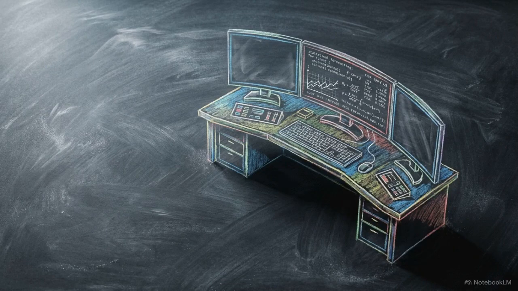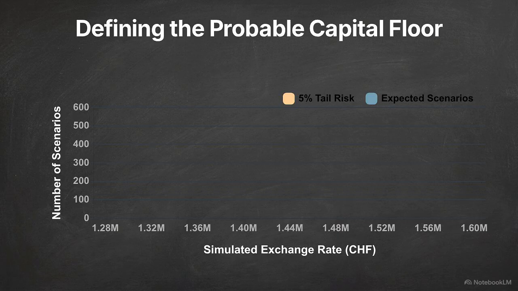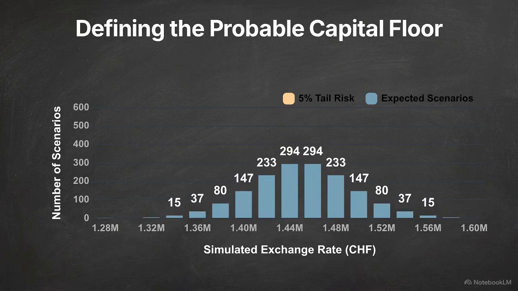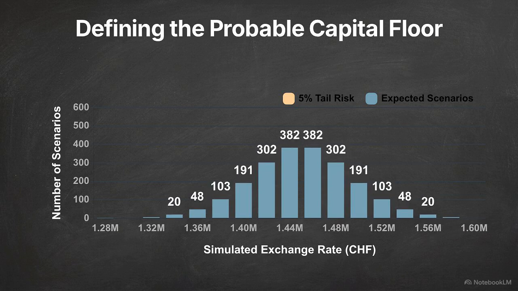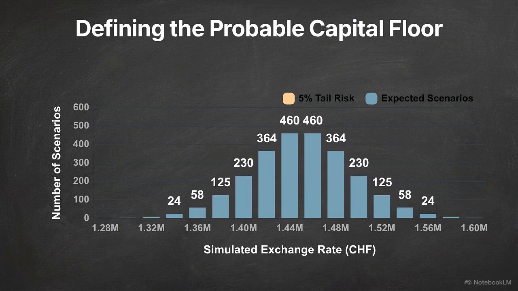To find a realistic capital floor, treasuries deploy a method called historical simulation. This builds a forecast for the upcoming 30-day settlement window based on empirical data. The mechanism relies on volume. The system pulls thousands of random, historical monthly exchange rate changes and applies them to today's current rate to simulate thousands of potential future realities.